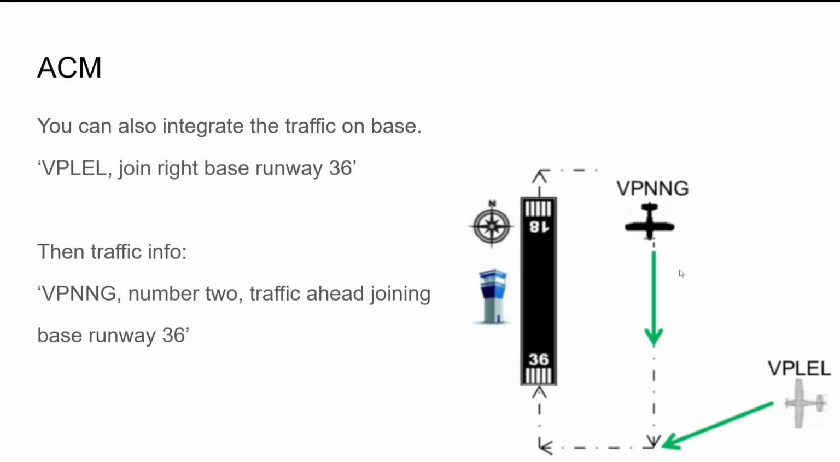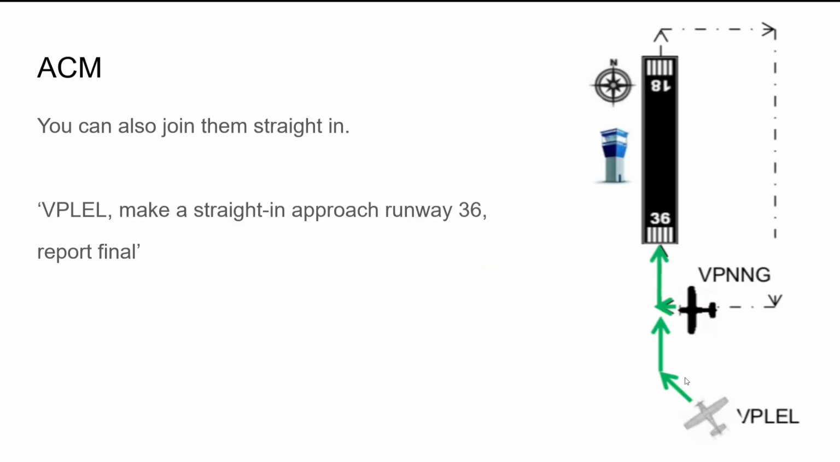You can also put them on base, for example in the same position, where downwind is a mistake. You neither put them beginning of downwind, and if there is enough room, "join right base runway 36, 1 traffic in the circuit." And then you need to pass Victor Papa November November Golf, that he is number 2, traffic joining base runway 36. So this guy knows where to look out for. If the situation is like this, you can tell Victor Papa Lima Echo Lima to make a straight-in approach runway 36 and report final. Now the 2 standard instructions are always report downwind and report final, regardless of who the traffic is, as long as they're VFR in a circuit.